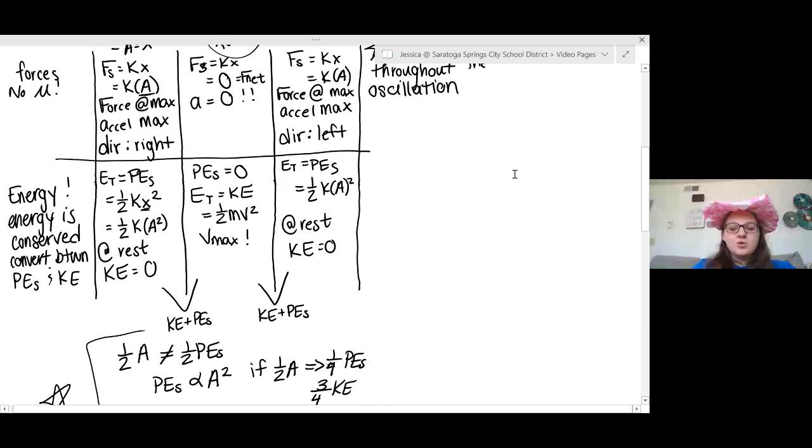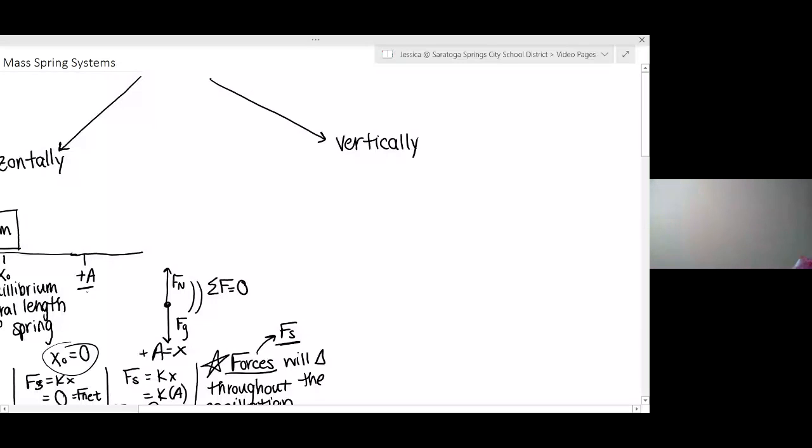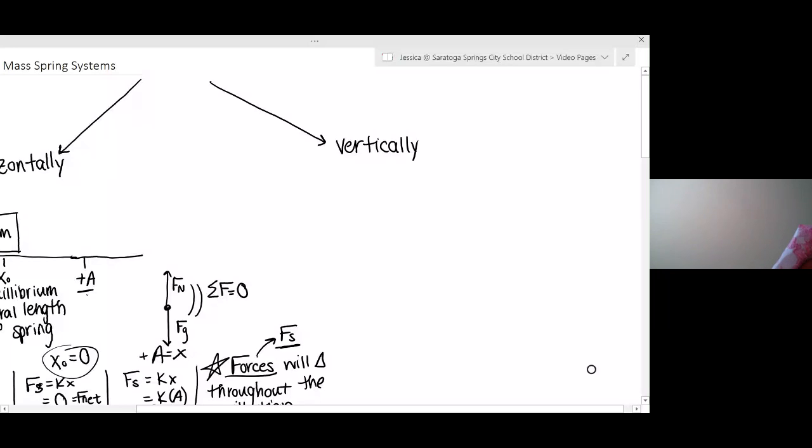So now we're going to talk about vertically hung springs. Any spring that's just hung vertically without any mass on it is already in its natural length, which I'm going to call XL. That spring isn't going to do much. If we want the spring to actually oscillate, we have to attach a mass to it. And that mass is now at x0, which is considered equilibrium.